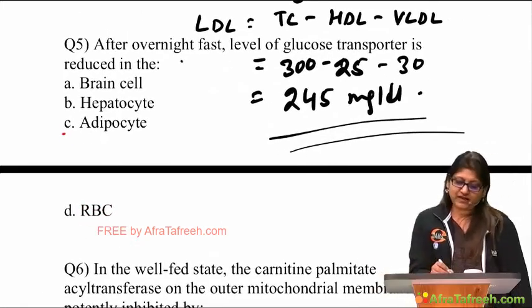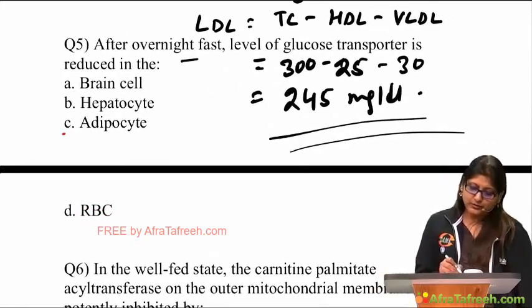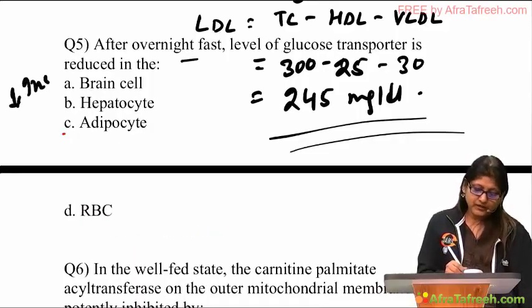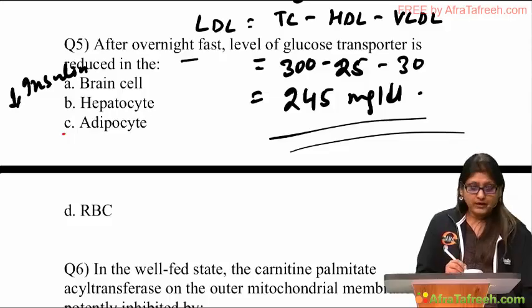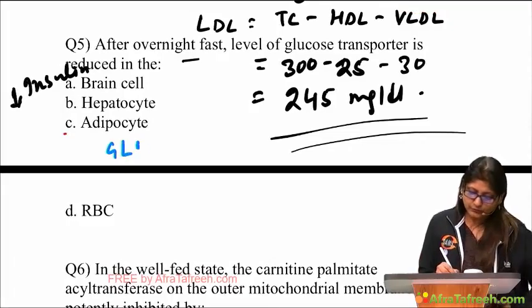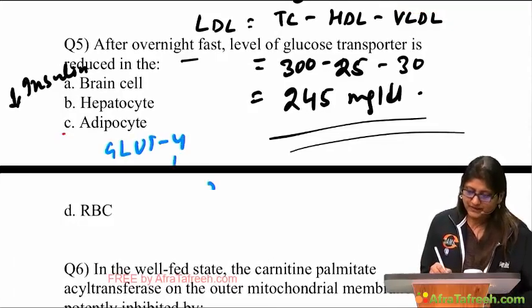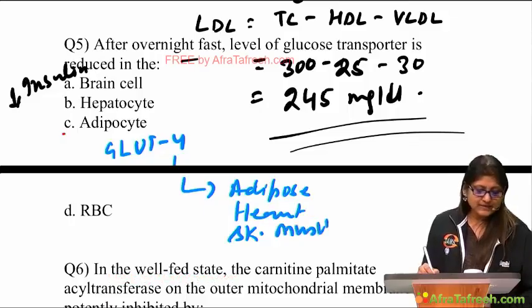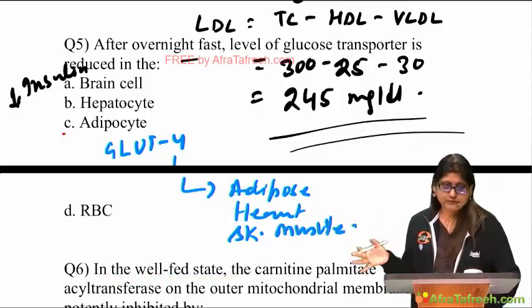After overnight fast, the level of glucose transporter is going to reduce in. See, after overnight fast, will insulin level be high or low? Low. And insulin is needed for glucose uptake by GLUT4, which is present in adipose cells, heart cells and skeletal muscle, and that is it. So in 3 places you have GLUT4, which is insulin dependent.